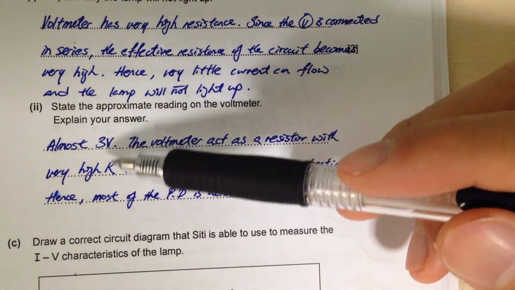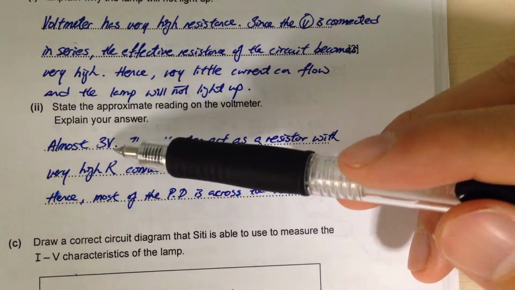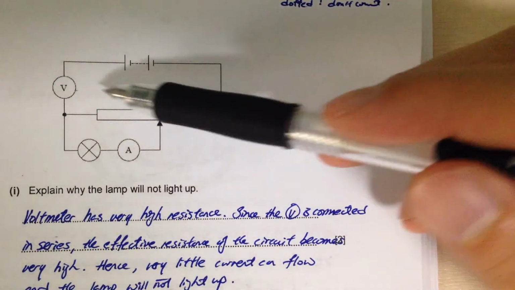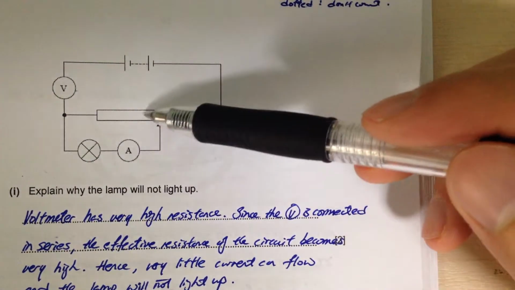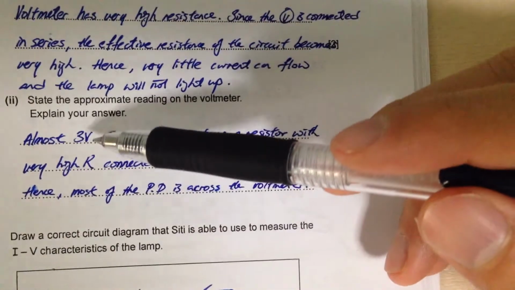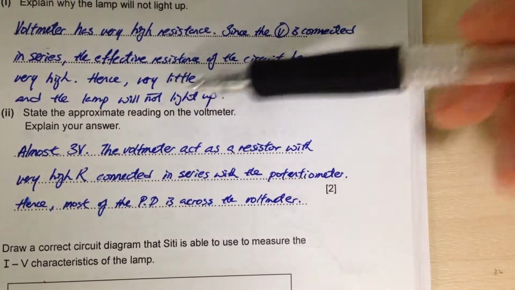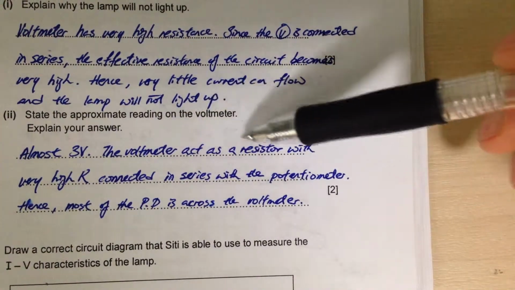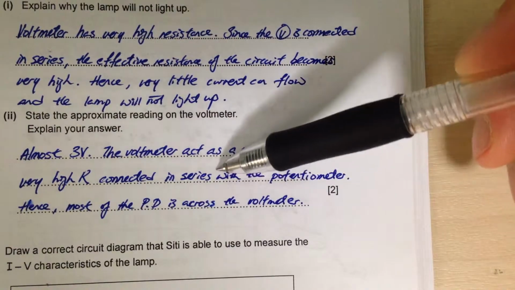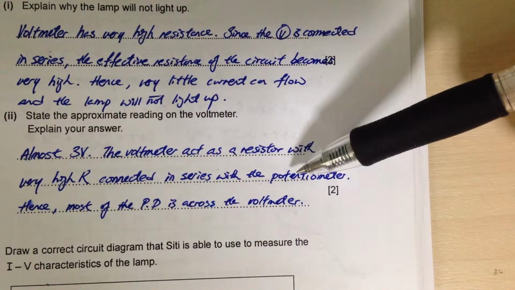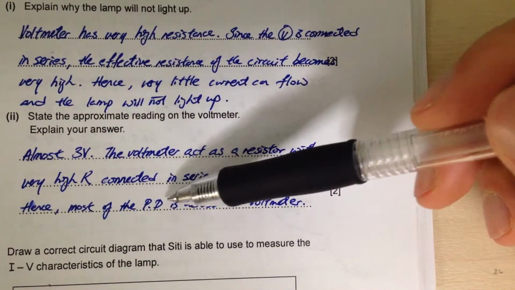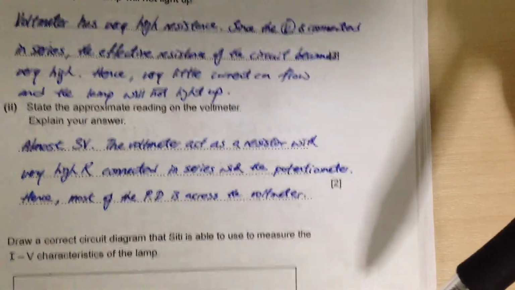Okay, why is it that it is not 100% 3 volt? Because you still have some bits of resistance here. So the majority of the EMF is here, but a tiny bit will be across here. So therefore you cannot say that it is equal to 3 volt. It is almost there. So explain again that the voltmeter is acting as a resistor with a very high resistance, and because it is connected in series, most of the potential difference is across the voltmeter.